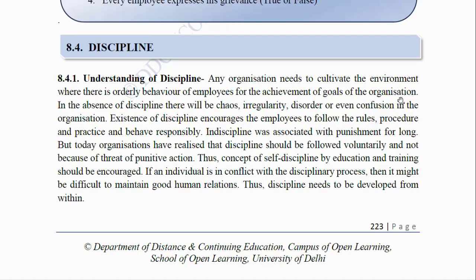8.4, Discipline. Organization needs to cultivate the environment where there is orderly behavior of employees for the achievement of goals of the organization. In the absence of discipline, there will be chaos, irregularity, disorder, or even confusion in the organization. Existence of discipline encourages the employees to follow the rules, procedures, and practices and behave responsibly.